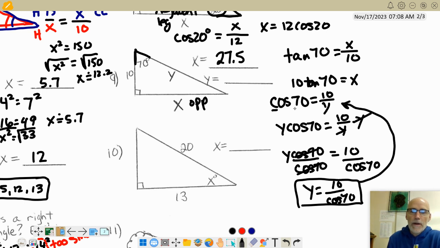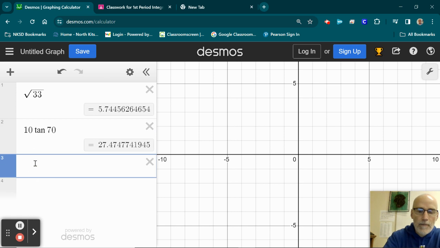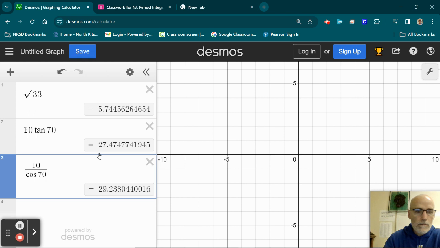Do you notice how cosine of 70 over 1, where the y and the cosine of 70 are located, they've been switched? Now it's like y over 1 is equal to 10 over cosine 70. So what I was trying to tell people is this proportion here is equivalent to this proportion up here. You can switch the locations of these two and be done without doing all that algebra. So I'm going to type in 10 over cosine 70 in here. So 10 divided by cosine 70, and I end up with 29.2.